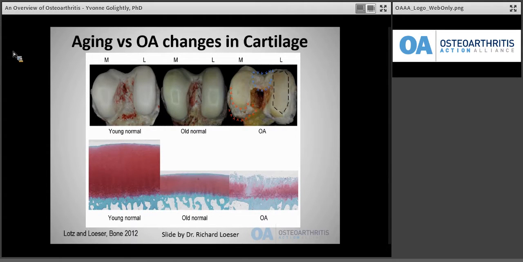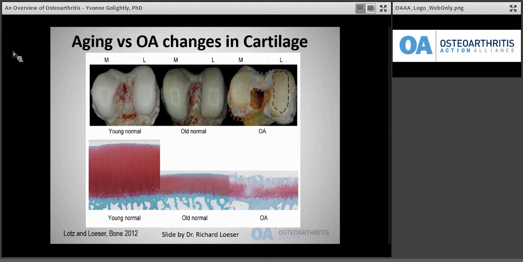And this was a slide that was kindly provided to me by Dr. Richard Loeser, who's done a lot of work looking at aging and osteoarthritis. What you'll notice is on the left-hand side, we see a joint from a young individual who does not have osteoarthritis. The bottom image is showing a cross-section of the joint looking at the cartilage, and so we see nice, thick, healthy cartilage. The two joints on the right are actually from individuals who are older, who are about the same age. One does not have osteoarthritis, and the other one does.